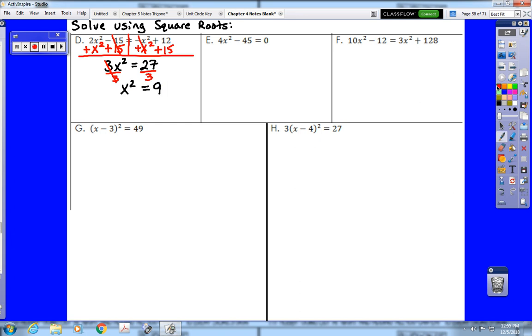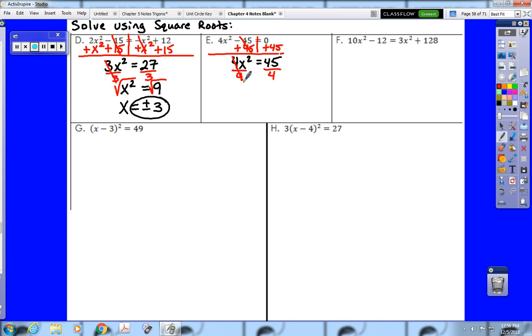And then we would take the square root of each side, which would give us x is plus or minus 3. On letter E, we would start by adding 45 to each side, which would give us 4x squared equals 45. This we would then need to divide each side by 4 to get x squared by itself. So x squared would equal 45 over 4.